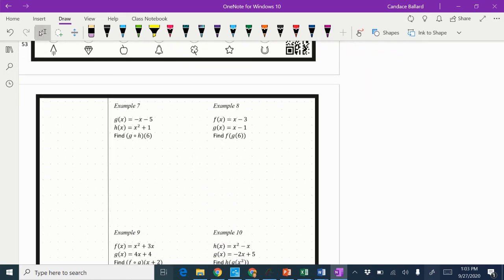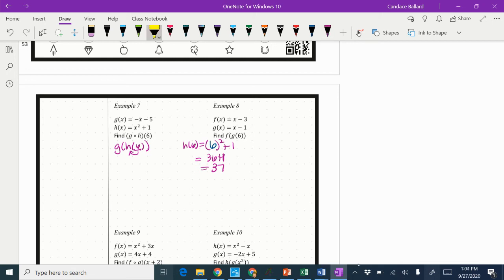All right, we're going to try it again. So this one says I have g of h of 6. So I'm going to take the 6 and plug it into the h function first. So I'm going to do that work off to the side. So I'm going to do h of 6 equals, I'm going to write out my h function, and instead of the x, I'm going to write parentheses. I'm going to take the 6 and plug it in. So we get 6 squared, which is 36, plus 1, which is 37.